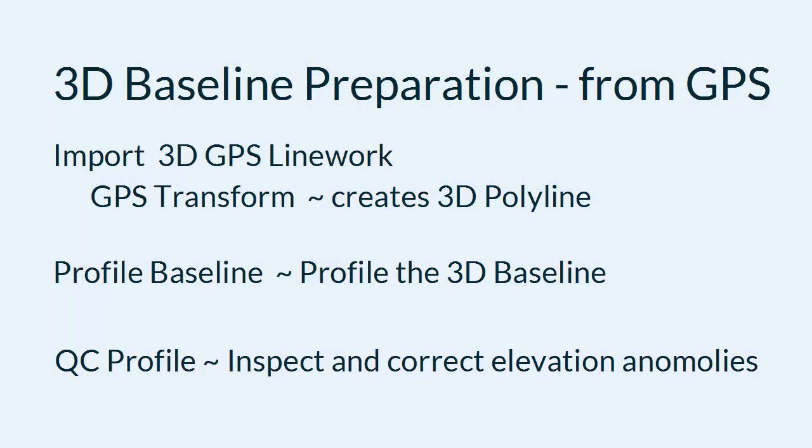The process for creating the baseline involves 3 steps. The first is GPS transform, which converts GPS data into custom blocks and 3D polylines. Next, we profile the baseline. Then we use QC profile to correct elevation anomalies.